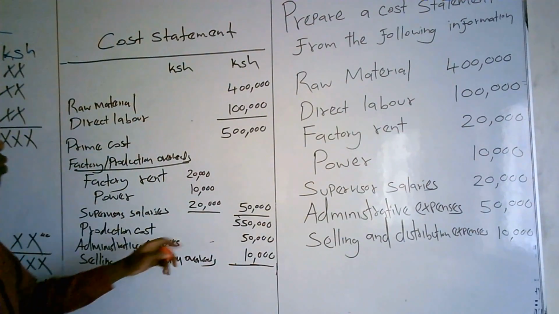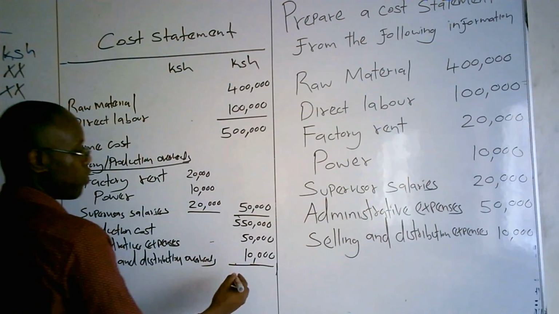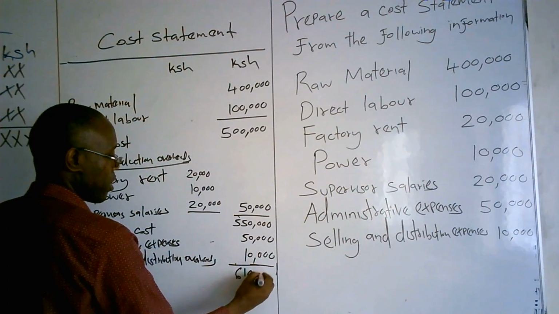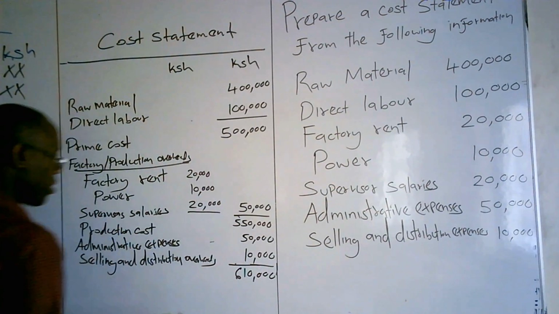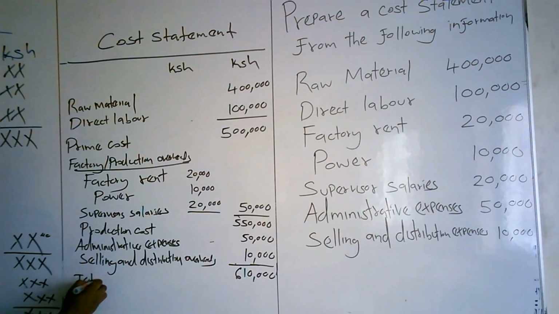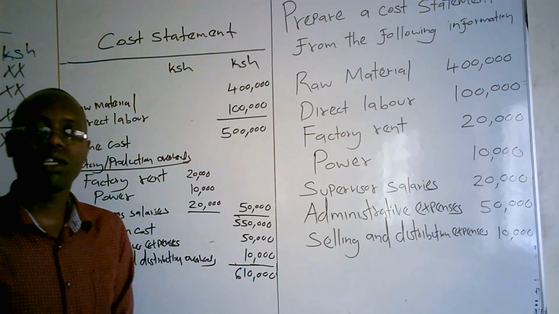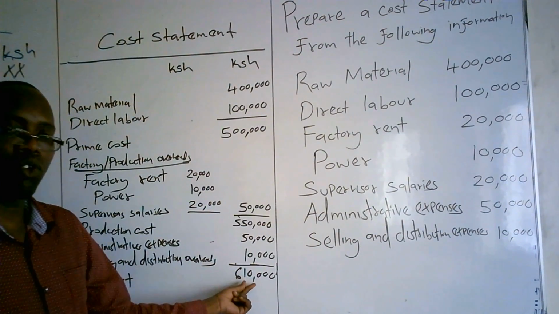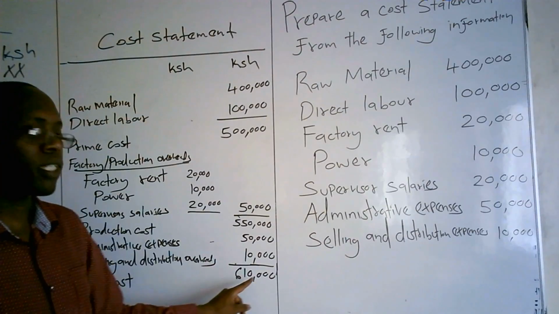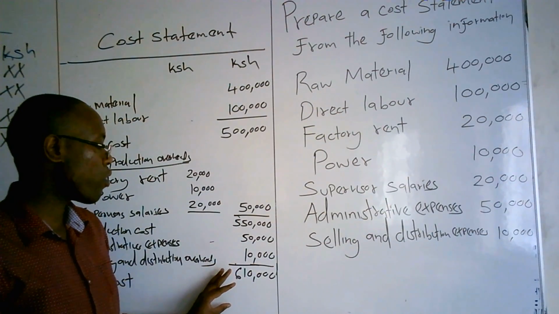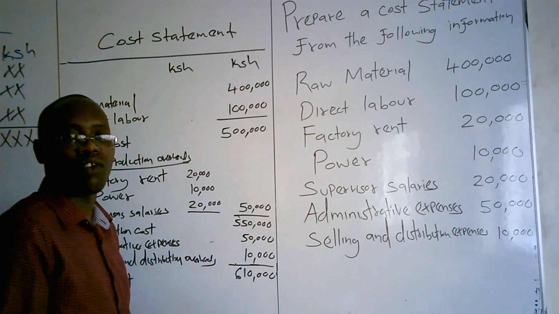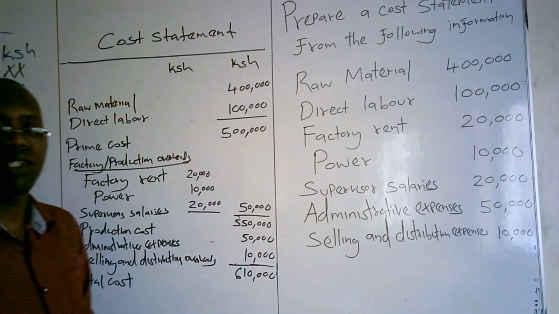So now you are going to add this one, which is going to give you 610,000, and this 610,000 is going to be the total cost. So in this case, we were not given a profit. Sometimes in the question they will tell you that the profit is 10% of the total cost. So you're going to take 10% of 100 times 610,000, and that profit that you get, you also put it here. You add it with the total cost, and the answer you're going to arrive at is going to be the total sales.